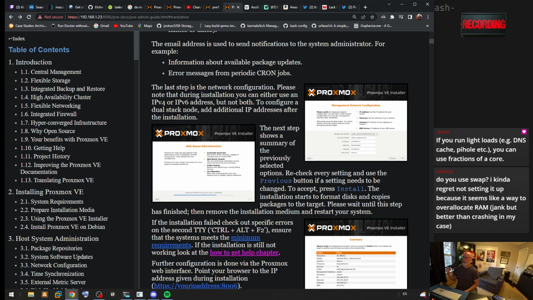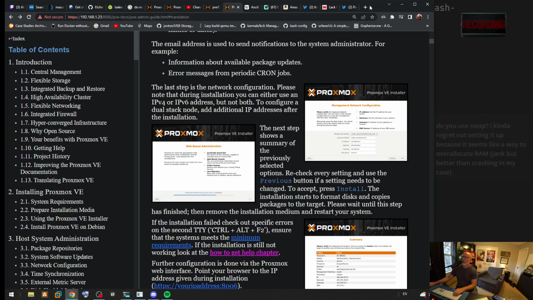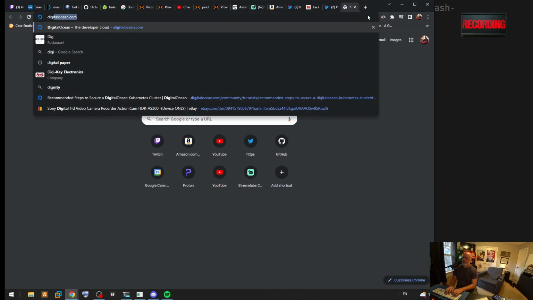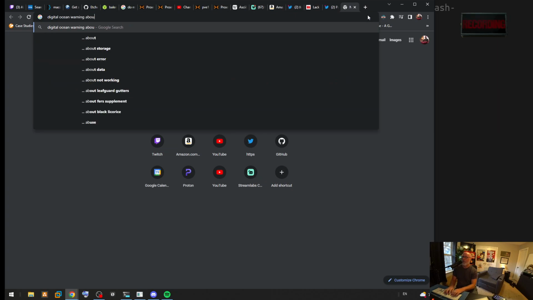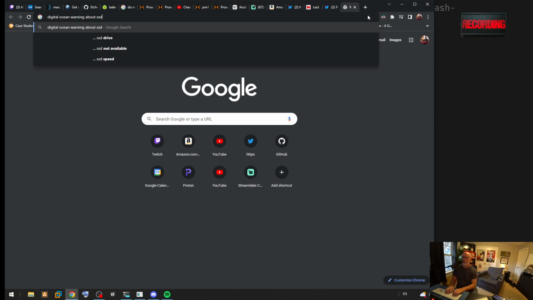I don't think you should abuse it, but you've got to be careful with swap with SSDs, by the way, right? Y'all know this, right? When you use swap with an SSD, you burn out a section of your SSD fast. In fact, it was such an issue. Let me show you something. DigitalOcean had a warning about it. SSD.